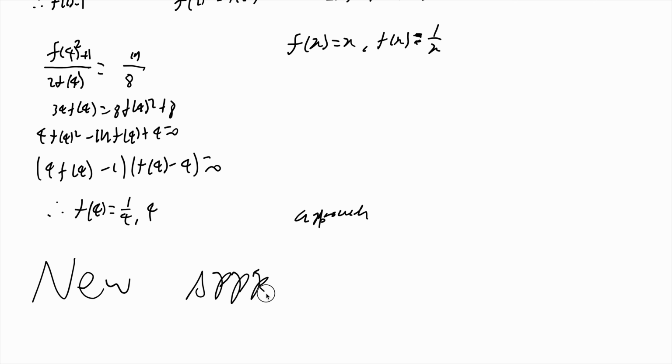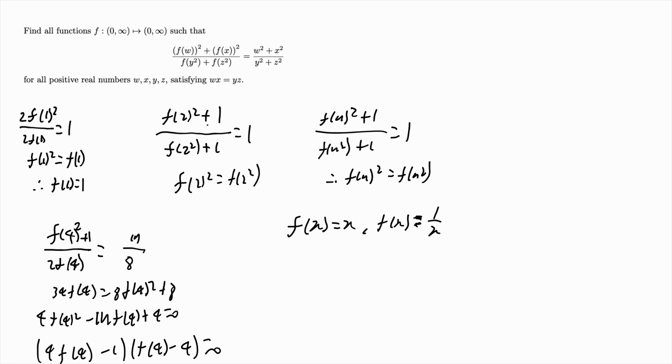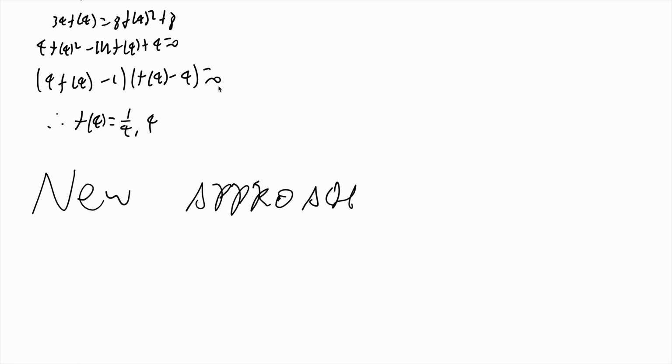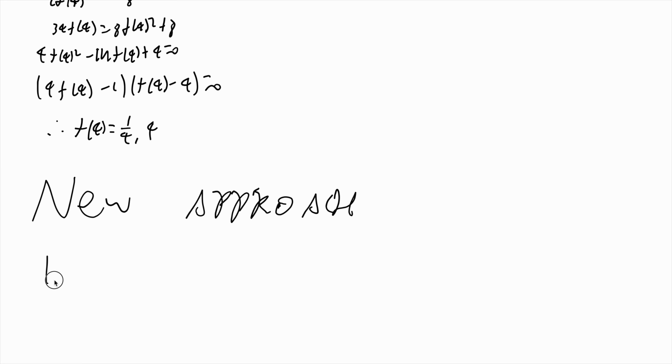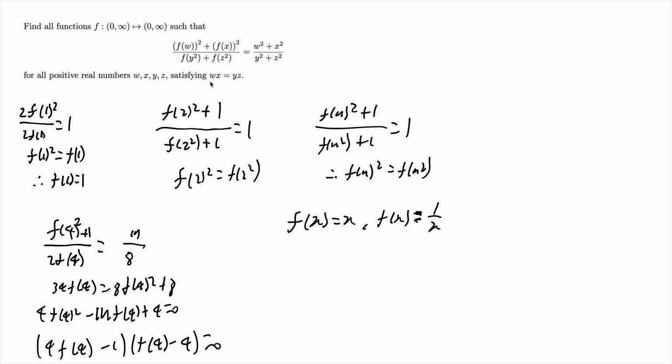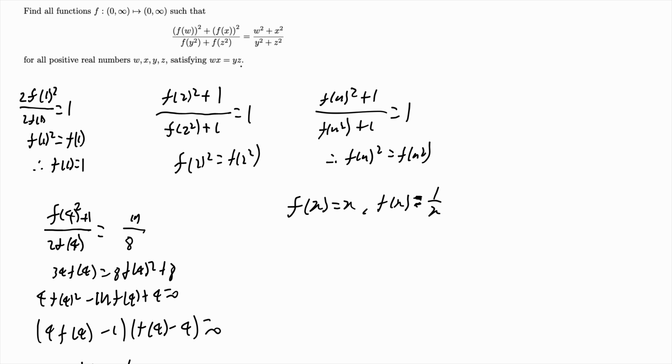Approach. First of all, what we can do here is substitute a, b, 1... no, sorry. What I can do is substitute root a, root b, 1, and root ab to x, y, w, x, y, z.